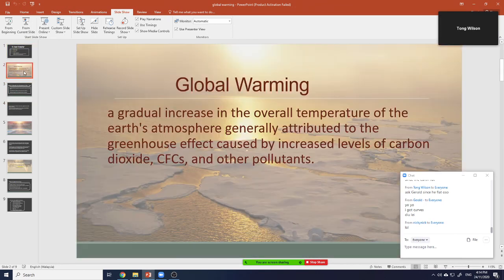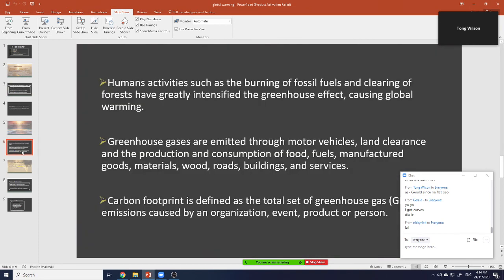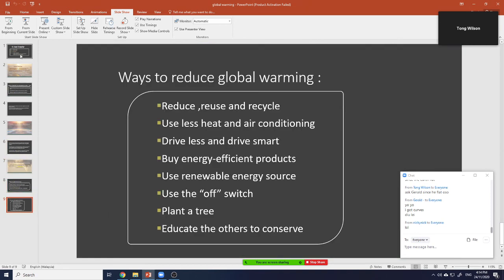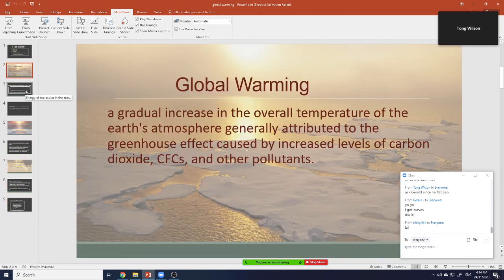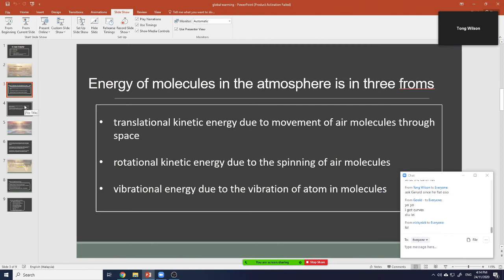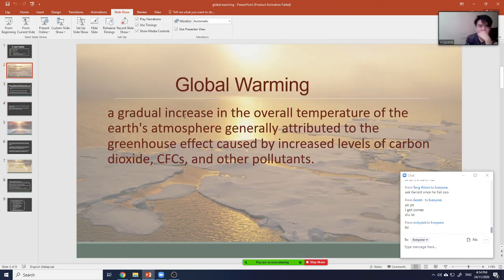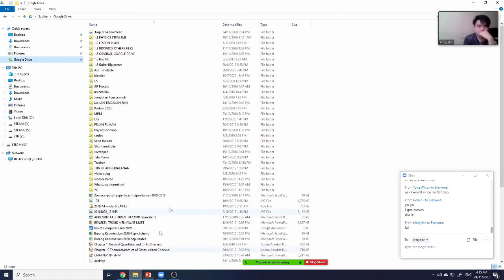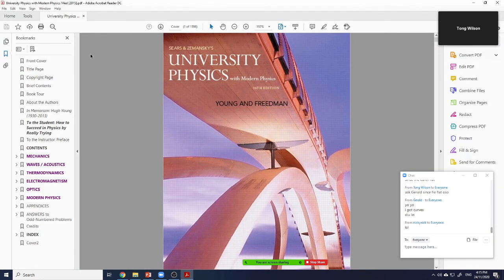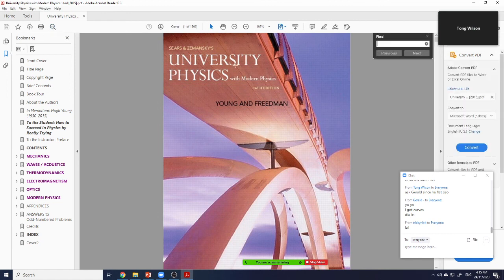So all these things happen over here. Did you understand? I mean, the energy of molecules in three forms. I understand some parts now. Increase in temperature because of pollutants. Generally pollutants.